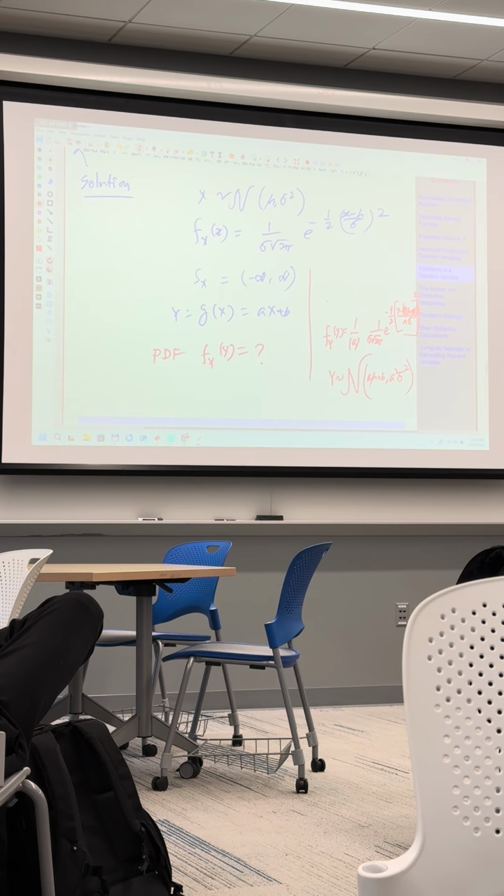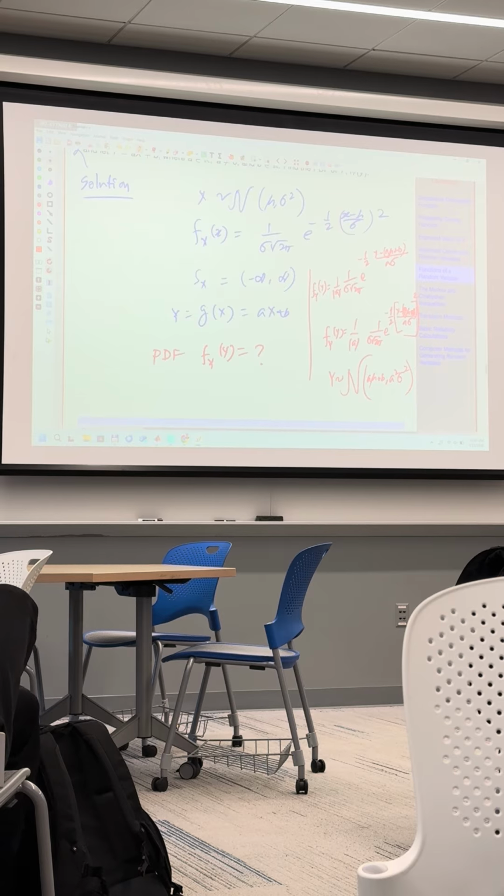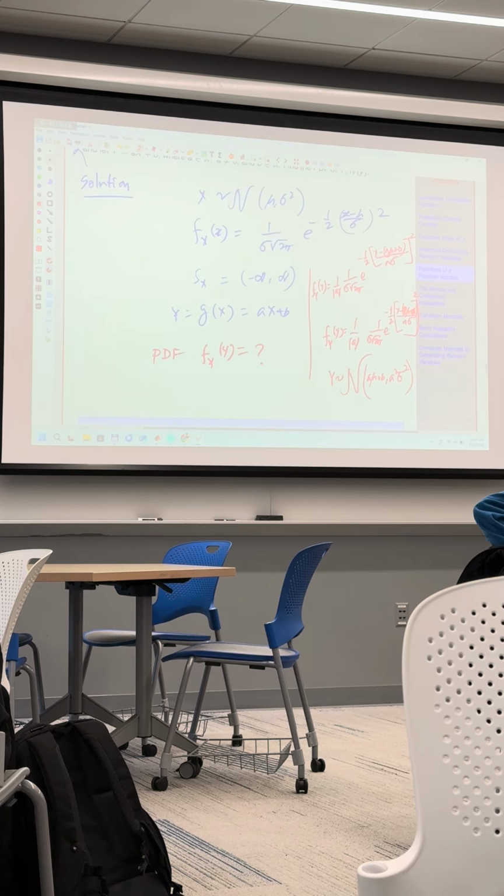My handwriting is too bad. So f sub y, I'm just writing one more time. 1 over a, and then 1 over sigma square root of 2 pi e to the negative half y minus a mu plus b over a sigma, and this guy is squared. Okay, so I just wrote this part one more time. So basically, it becomes another Gaussian random variable with parameter a mu plus b. This is the mean of y, and this is the variance of y. Okay.